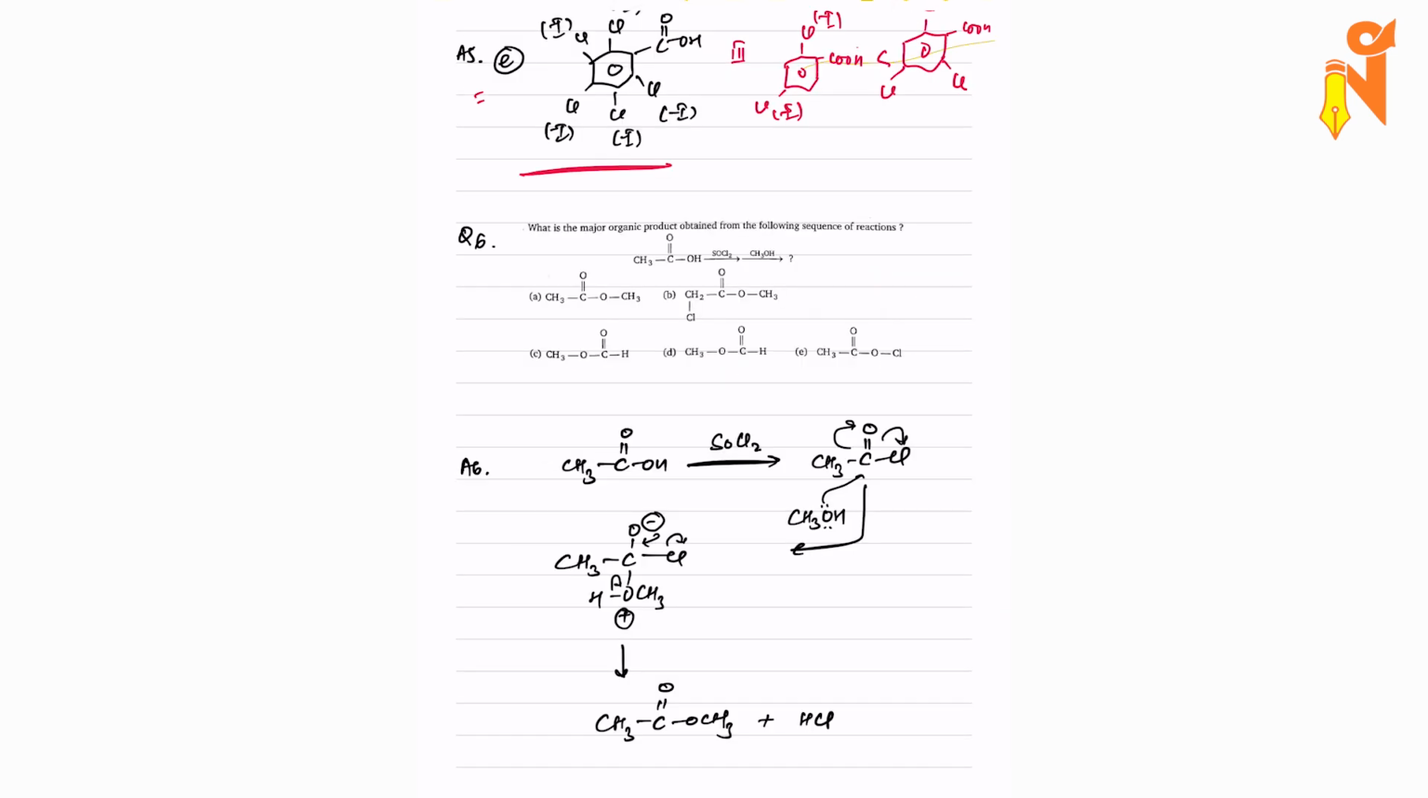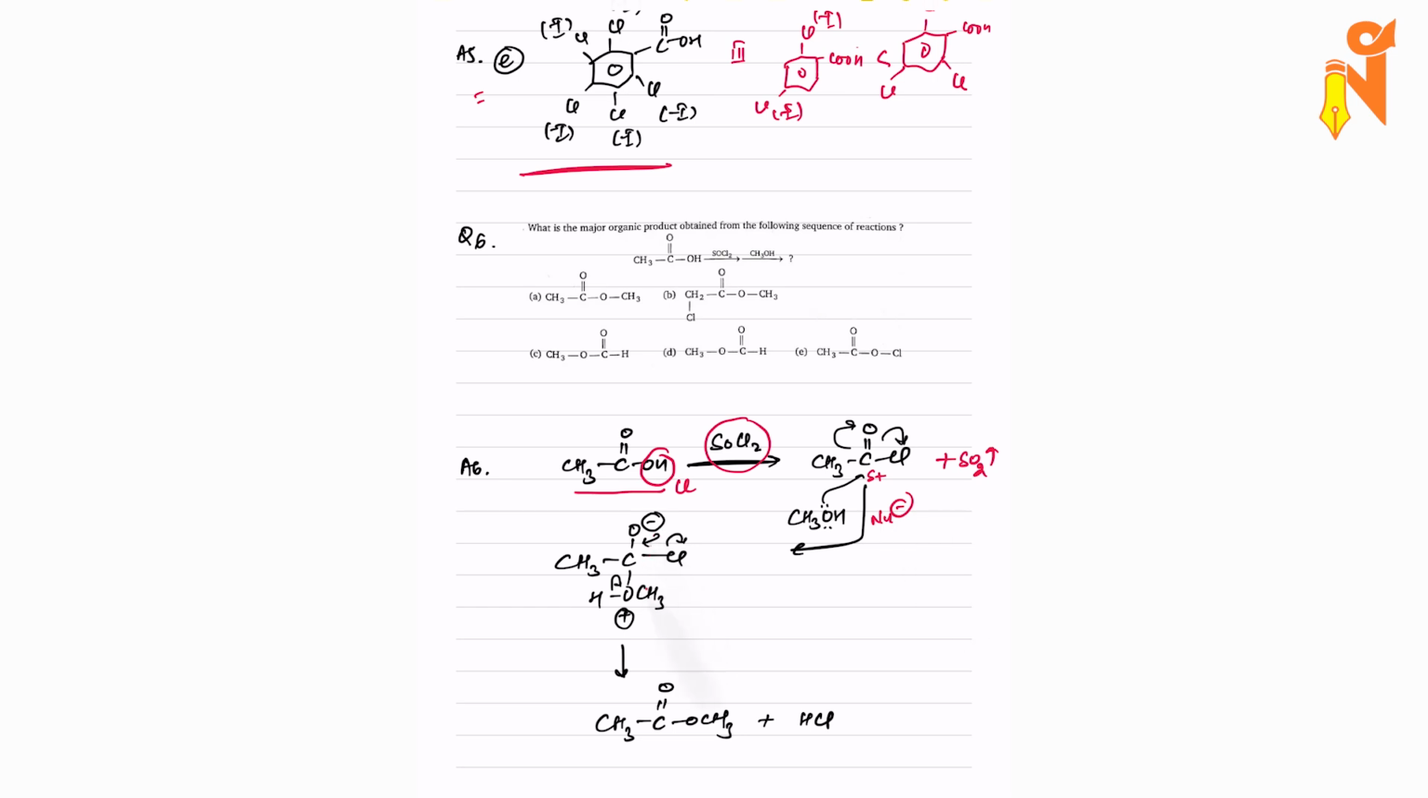Now come to question number 6, which is the major organic product obtained from the following sequence of reactions. So we have been given a carboxylic acid, we have to treat it with SOCl2 and then alcohol, and let's see what we will get. SOCl2 replaces the OH with chlorine, releasing SO2 gas. So it will form an acid halide, and then the acid halide will get attacked by an alcohol. The C double bond O carbon has a delta positive charge, so oxygen will attack like a nucleophile.